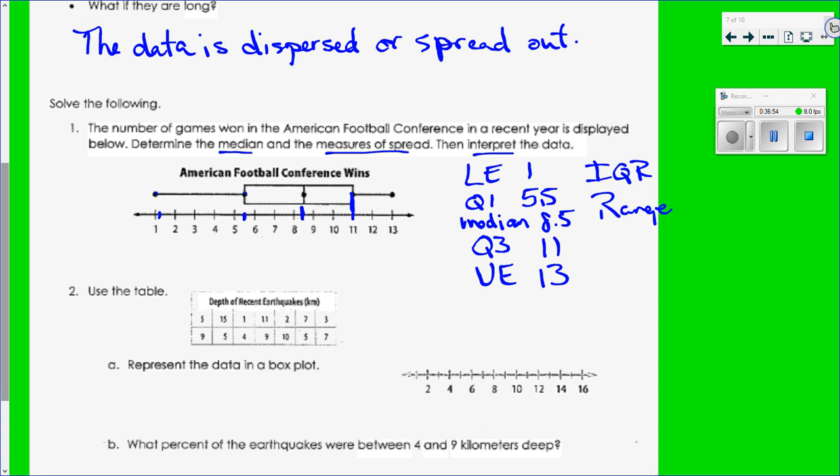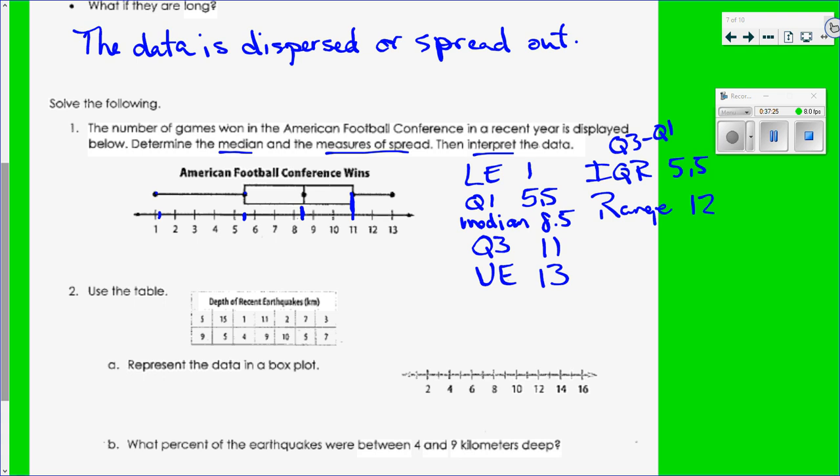Alex, you think you got it? No? Math error, 5.5. 11 minus 5.5, 5.5. Again, that's Q3 minus Q1. What's my overall range? How'd you get that, Christian? 13 minus 1. So the one thing we haven't done yet is interpret.